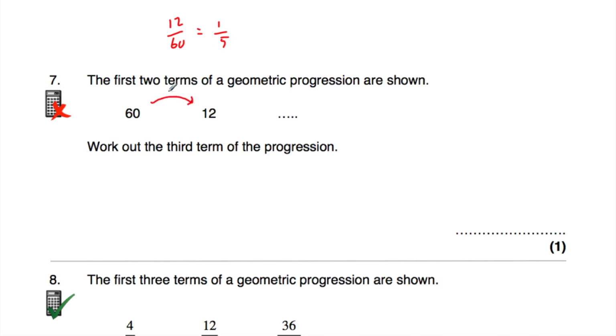So that means that we're multiplying by a fifth each time, multiplying by a fifth, multiplying by a fifth, and so on. So even though the numbers are getting smaller, you're just multiplying by a fraction, such as a fifth or a half or a third, and so on. So in this case, we're multiplying by a fifth each time.